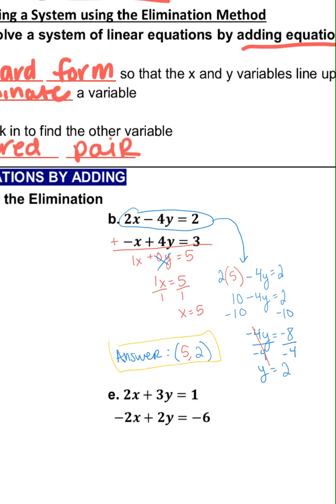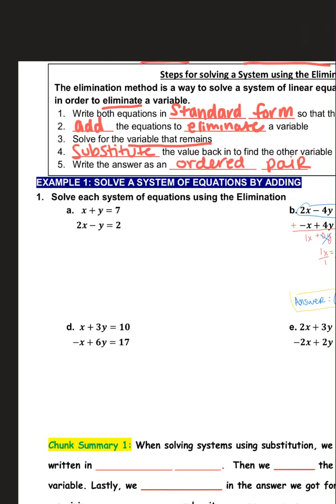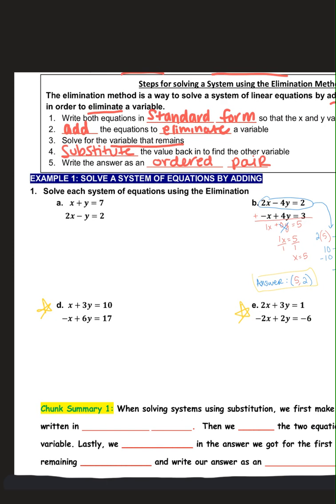All right, your turn. You need to try C, D, and E. I don't know what happened to C, but D and E, and then go ahead and do your chunk summary. And I will see you after all your tries.